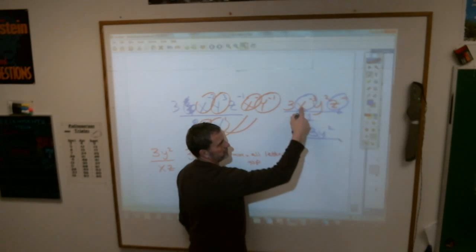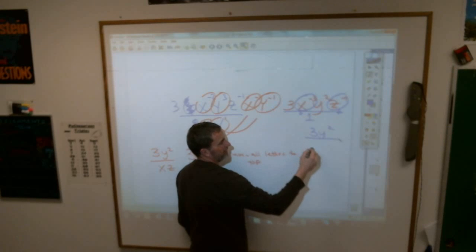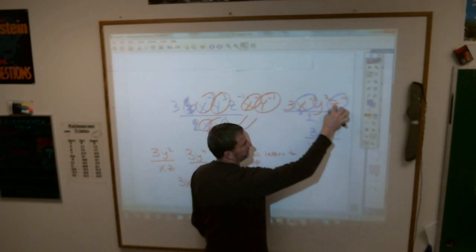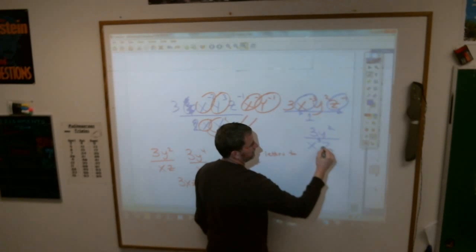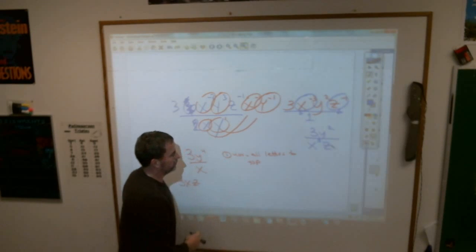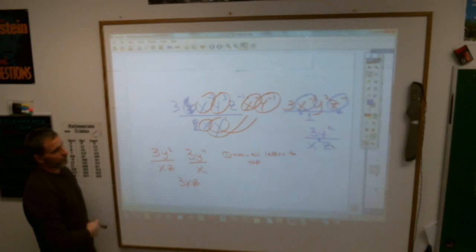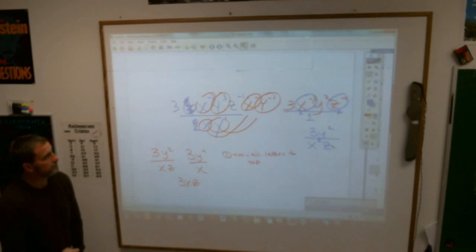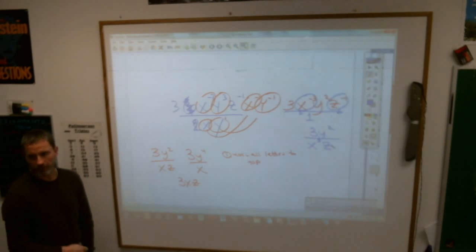And on the bottom, what happens when I move x to the negative third to the bottom? It becomes x to the positive 3. And when I move z to the bottom, it becomes z to the positive 1, or just z. So if anybody had 3y squared over x cubed z, then you were correct, Elijah Fisher.